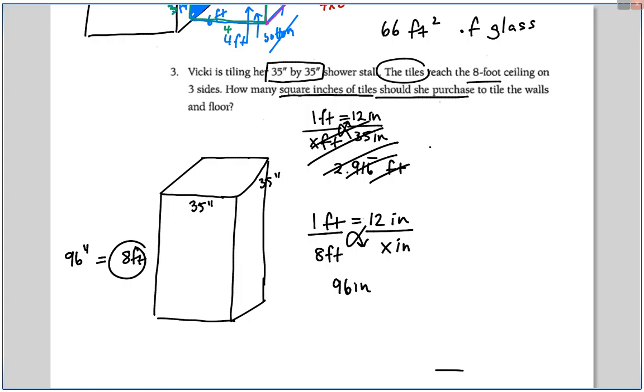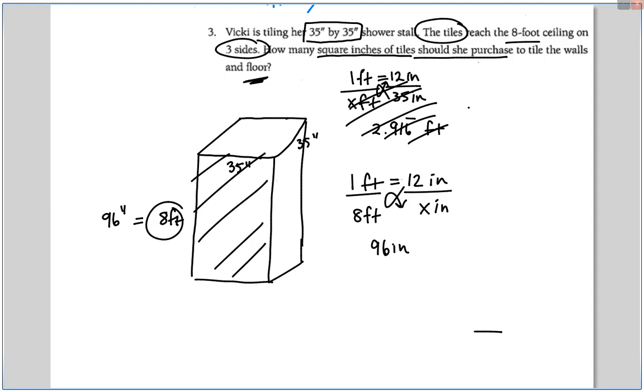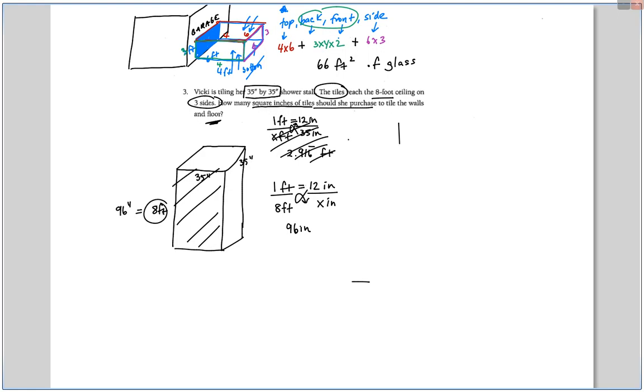So she's going to tile 3 sides and the floor. Okay, so let's take a look at one side. Right there, that's one side. So the dimensions of one side are 96 inches by 35 inches.